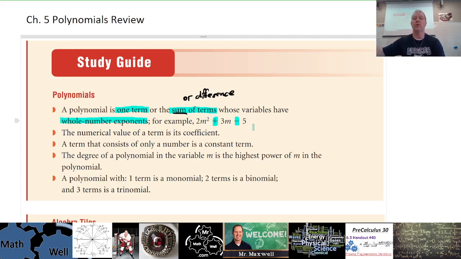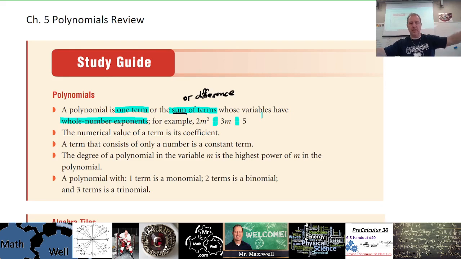That's not a polynomial. I mean, that exists, and we'll study more of that when you get into grade 10, 11, and 12. The exponents can't be square roots. They can't be fractions. They can't be negative. Okay, so whole number exponents would be 0 or 1 or 2 or 3 or 4 or 5 or 6, all the way up. Okay, all right, the numerical value, that's the number for a term.